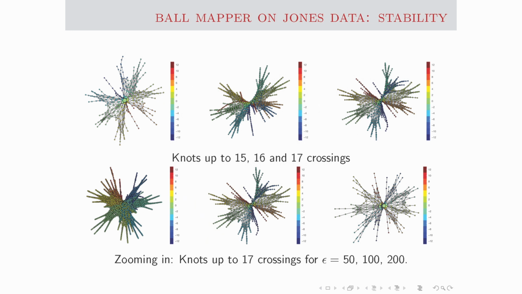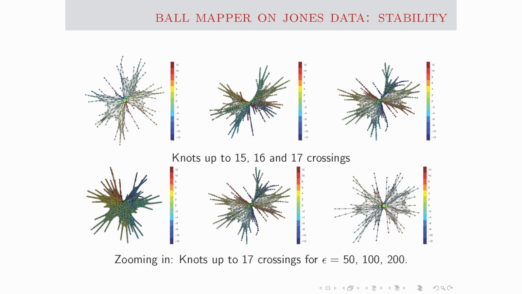Okay, so here are the results. If we use the ball mapper construction on Jones data, there are at least two things we should worry about immediately. One is the stability with respect to epsilon, our only parameter, and the other is the stability with respect to the filtration that comes from the crossing number, from the knot data. Again, we were happy about it. I'll refer all the questions to Pavel.